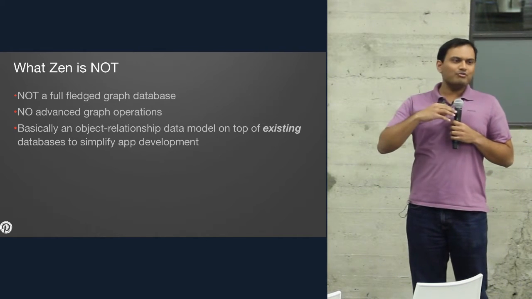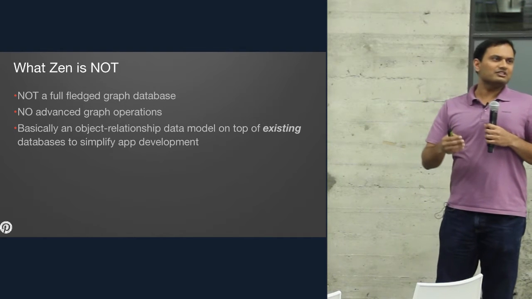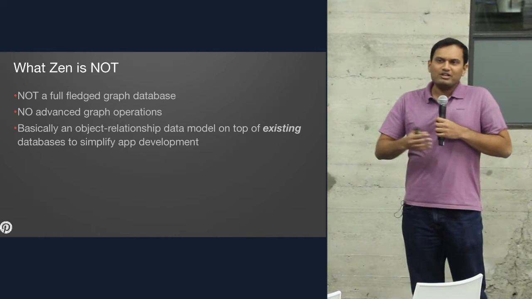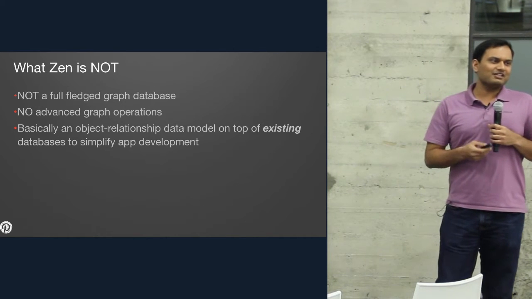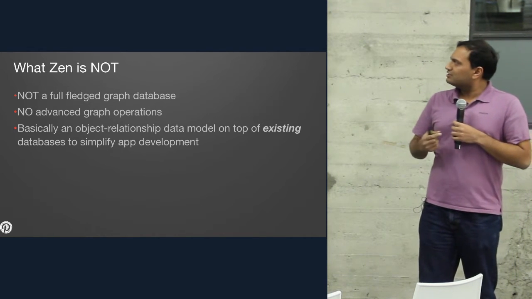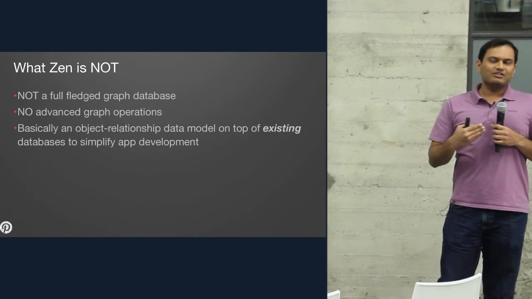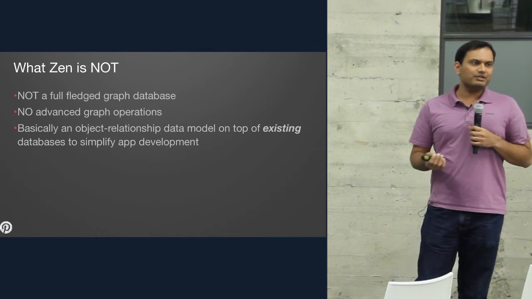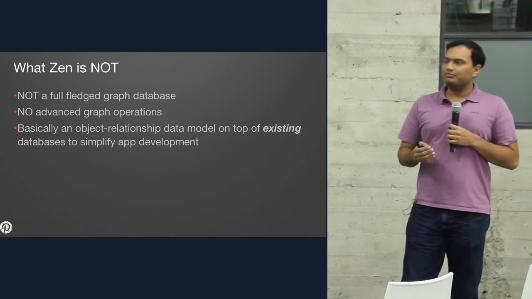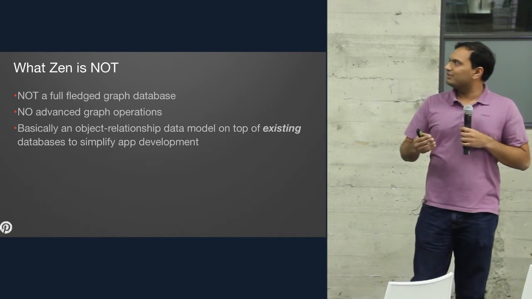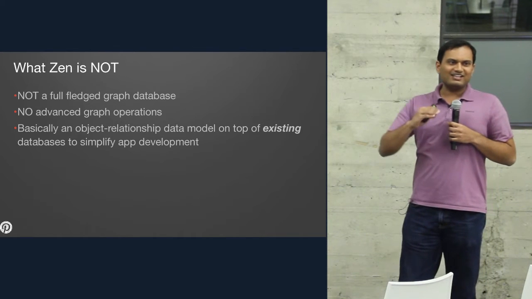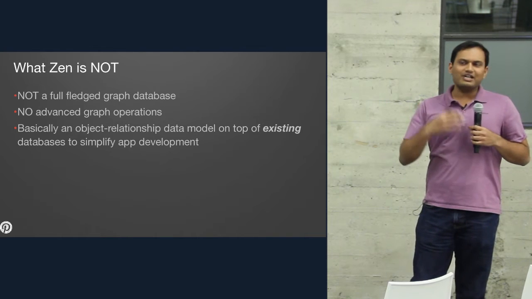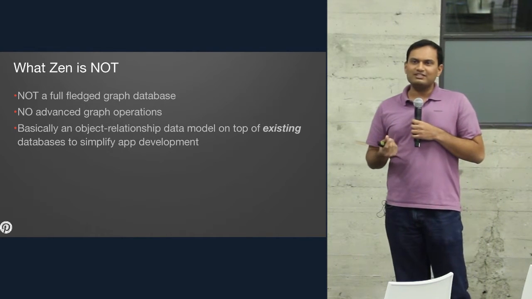It's not meant for advanced graph operations like depth first search or random walks or anything like that. It's really a more convenient way of modeling your data rather than key value. And the key thing is it's built on top of existing databases. So we know how to operate HBase and MySQL at scale, at very large scale at Pinterest. We know how to do backups, durability, failover, availability, and so on. We love that, and we just like a convenient abstraction on top of it that product engineers can use to write code fast. So that's really what Zen is.